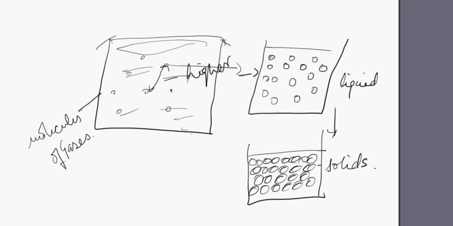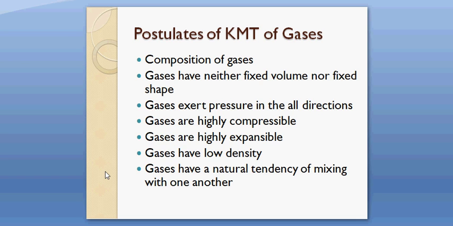Now the fifth postulate, what does it say? That gases are highly expansible. What is expansible? The gas increases in volume on decreasing pressure or increasing temperature. For example, take a vessel and fill it with gas. When the pressure on an enclosed gas is reduced, its molecules move apart, increasing the intermolecular spaces. As a result, the volume of the gas increases, right?